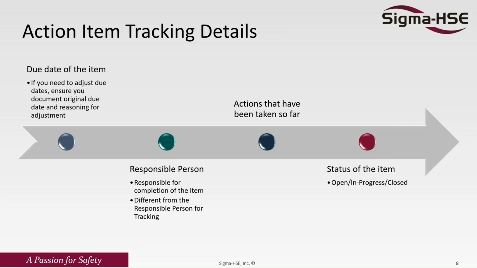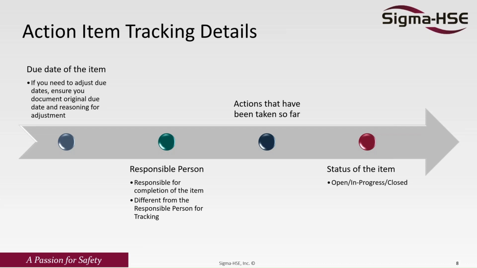Responsible person, this is the person responsible for completion of the item, potentially different from the person that's responsible for tracking action items on your site. So you want to make sure it's not just an action item floating out in the ether. There's someone that's specifically in charge of completing this item and updating you on its closure status.